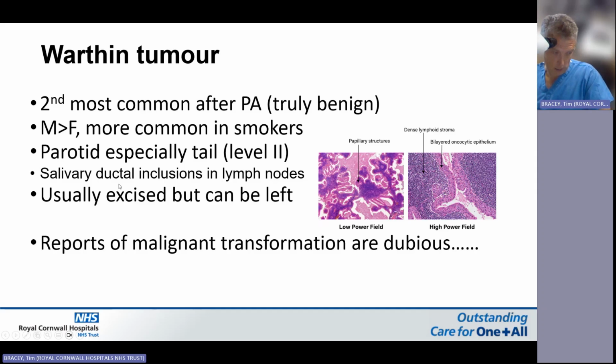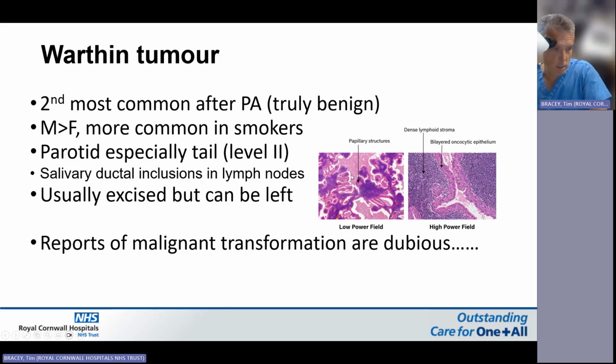As I mentioned already, you get these salivary ductal inclusions in lymph node, and that is meant to be the origin of intranodal Warthin's tumors, which can cause some diagnostic problems just for radiologists, clinicians, and pathologists. And the very low power appearance is this sort of papillary appearance where you've got a dual layer of oncocytic and basal epithelium surrounded by a cuff of dense lymphoid stroma.